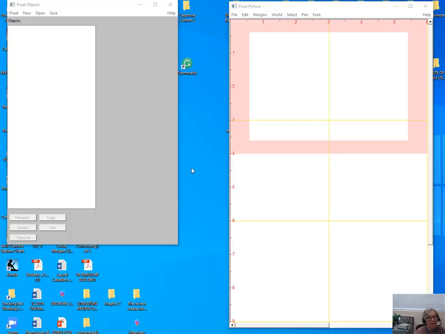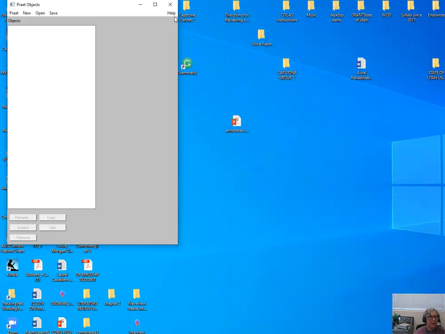Okay, we're back, and you may have had to download Praat. You click the icon, it looks like lips and a tongue. And when you click on Praat, you're going to get these two objects: a Praat object and a Praat picture. For our purposes right now, we are not going to need to use Praat picture. So I'm going to close that.